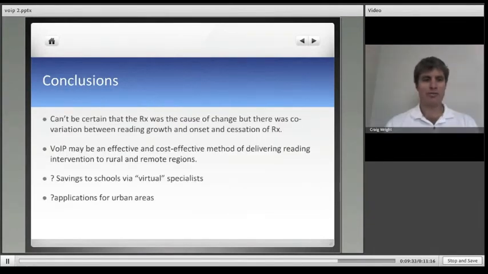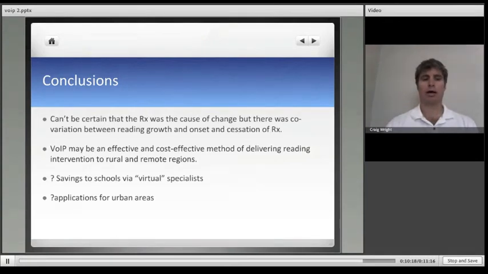So what conclusions do we draw from the study? First of all, a caution. We can't be certain that the treatment was the cause of the change because it's only a single case design. But there was certainly co-variation between reading growth and the onset and cessation of treatment, which gives us hope for the future. Our preliminary conclusion is that VoIP may be an effective and cost-effective method of delivering reading intervention to rural and remote regions. That's a conclusion that needs to be investigated in larger case series designs and hopefully in group designs, but certainly this study and the data reported suggests that VoIP has great potential for delivering services to rural and remote regions.